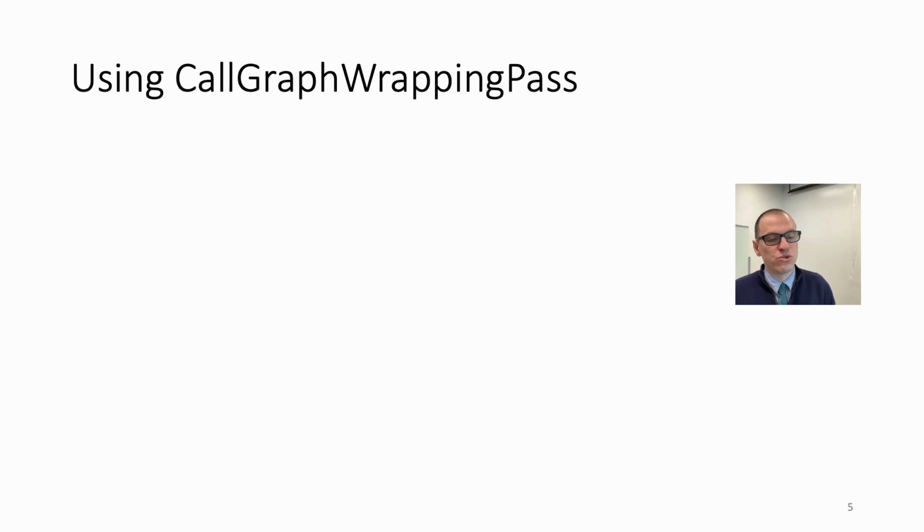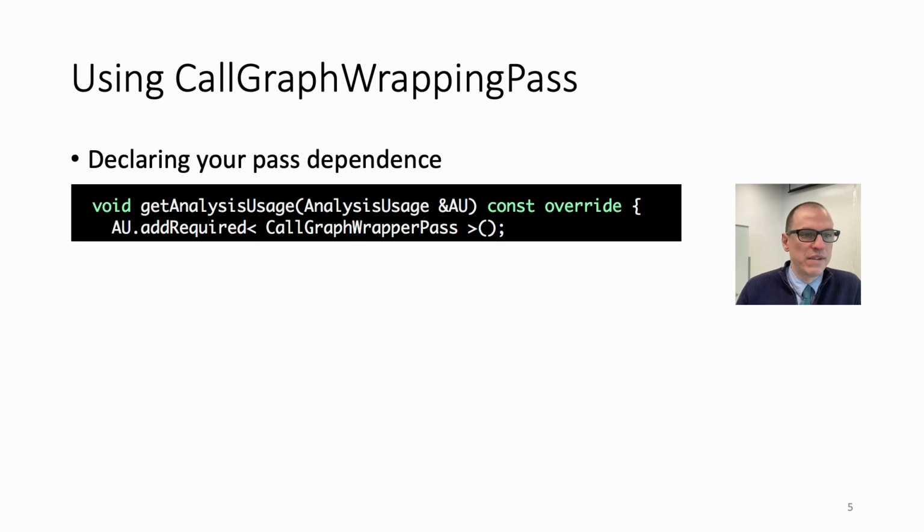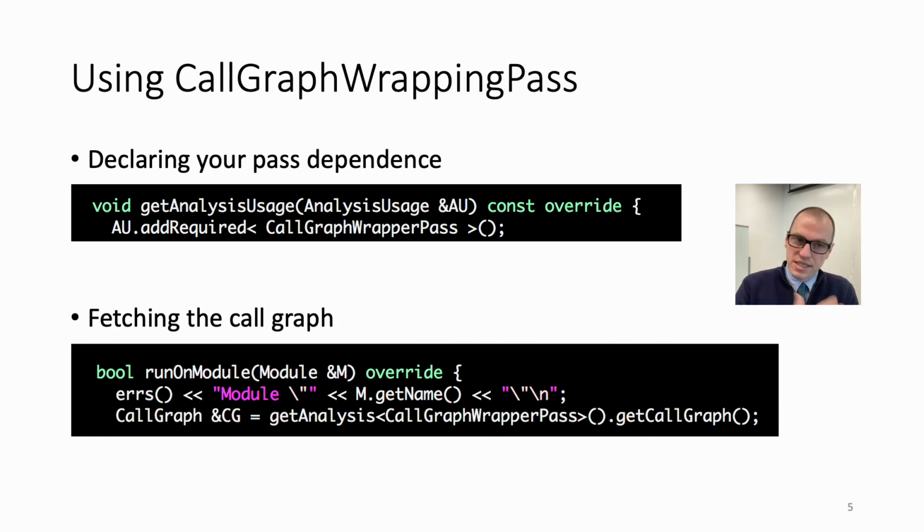Now, if you want to obtain this abstraction as described in the previous slide while using LLVM, you need to use the CallGraph wrapper pass. In your own LLVM pass, you have to declare your dependence on the CallGraph wrapper pass, and then you can fetch the CallGraph as described in the previous slide using this API.